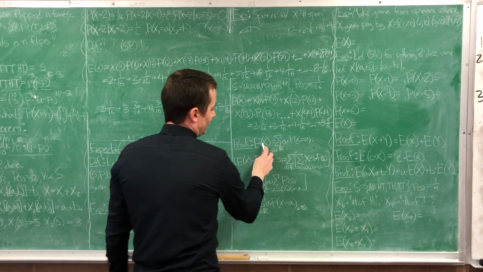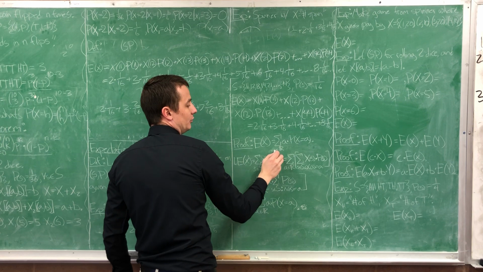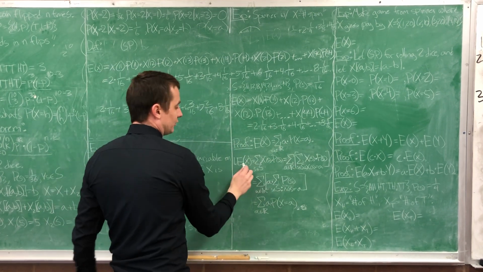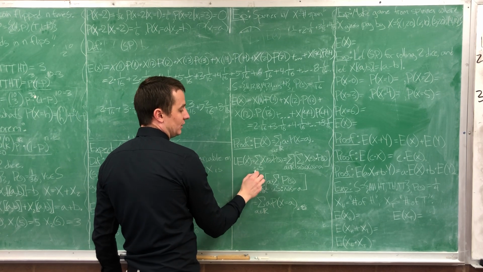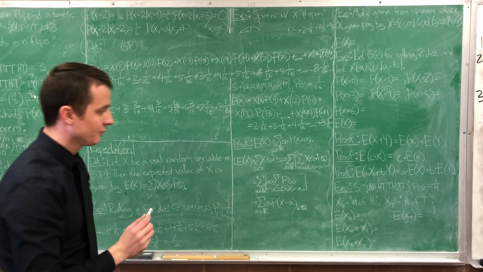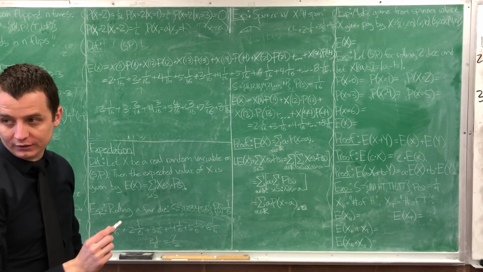We're going to prove that the expected value of x is equal to the sum for every real number a of a times the probability that x is equal to a. By definition, the expected value of x is equal to the sum for every little s in big S of x of s times the probability of that s. With me so far?